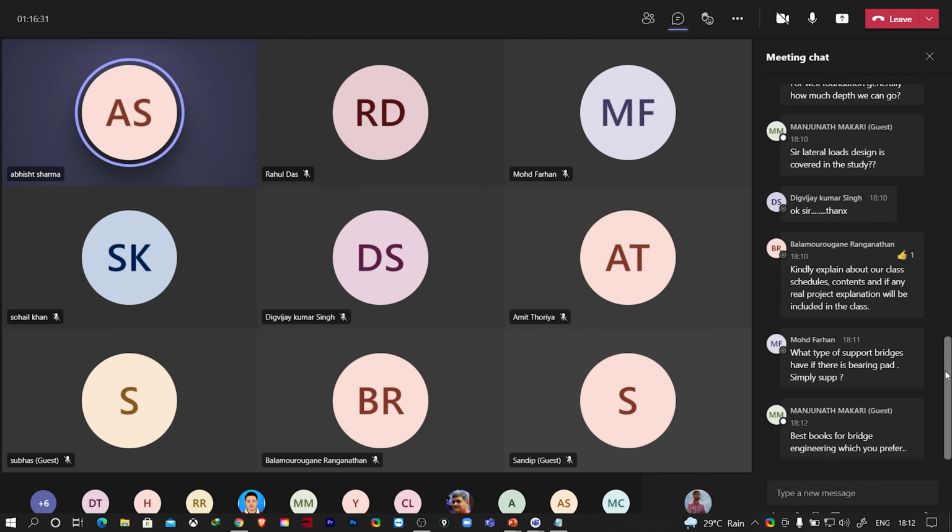Best books for bridge engineering, I would say you can go with Raina. There is a book by Raina. That's a good book, I can say, and in simple language as well. And also do read all the IRC codes. So a combination of Raina and IRC codes. And then again, for different aspects, there are different books available in the market. But stick to Raina, I would say, for most of the things.